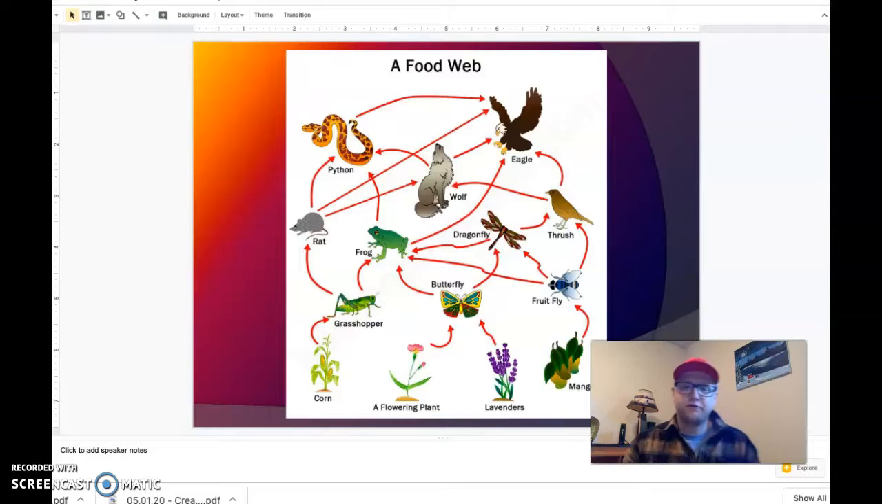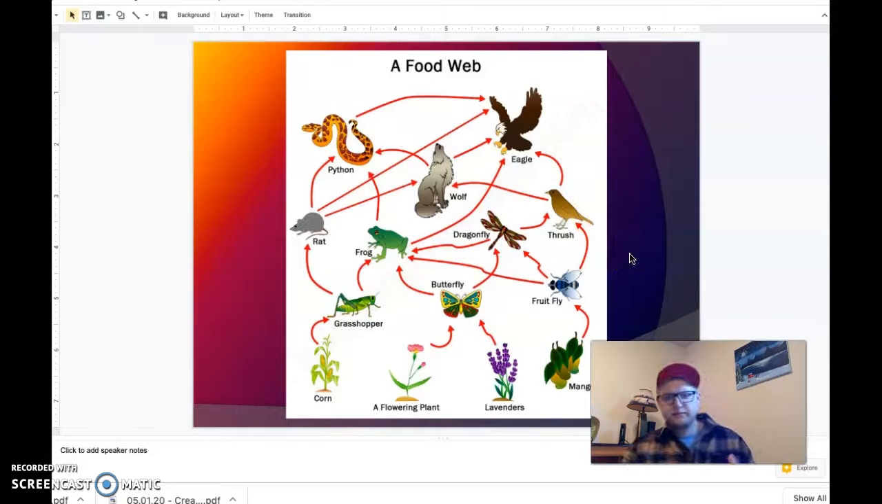So let's look at another food web here. So it's showing a bunch of different animals in an ecosystem. So you start with your producers: corn, flowering plant, lavenders, and mangoes. So probably not in Minnesota, right? We don't grow mangoes. Your herbivores are on the bottom here. You have grasshoppers, butterflies, and fruit flies. And they all eat different plants.